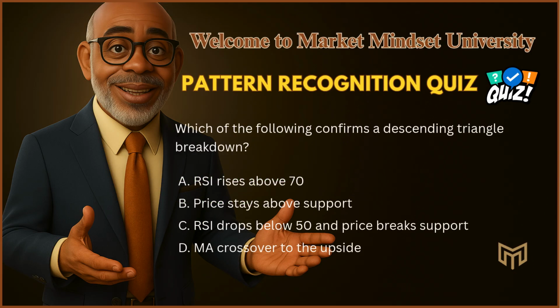Question 3. Which of the following confirms a descending triangle breakdown? Is it A, the RSI pushes above 70, B, price stays above support, C, RSI drops below 50 and price breaks support, or D, moving averages cross over to the upside? Take a moment and think through the setup.